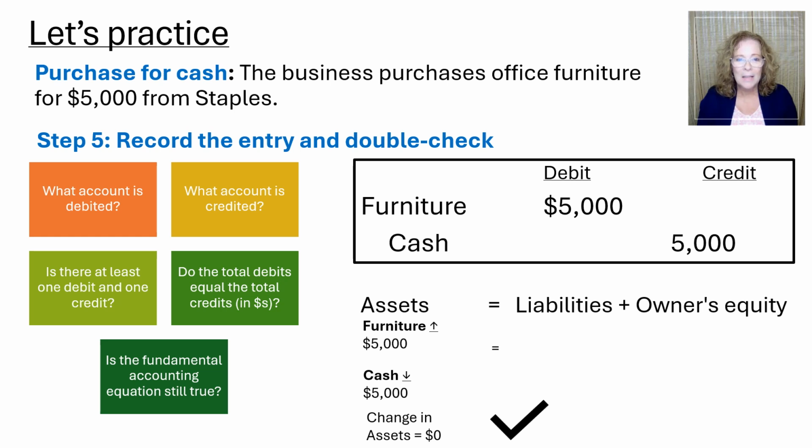Yes. Now let's see how this transaction impacts the accounting equation. We want to make sure that the fundamental accounting equation still holds true. Furniture is an asset and it increased the asset side of the accounting equation by $5,000. Cash is an asset account and it decreased by $5,000. So a plus 5,000 to the asset side on the left side of the equation and a minus 5,000 on the left side of the equation, and that means that the net impact is $0.